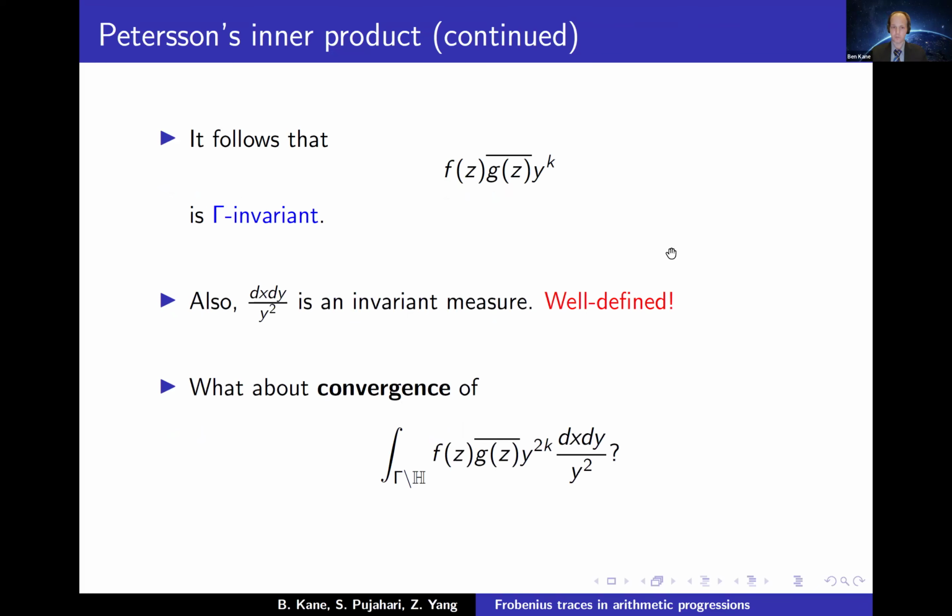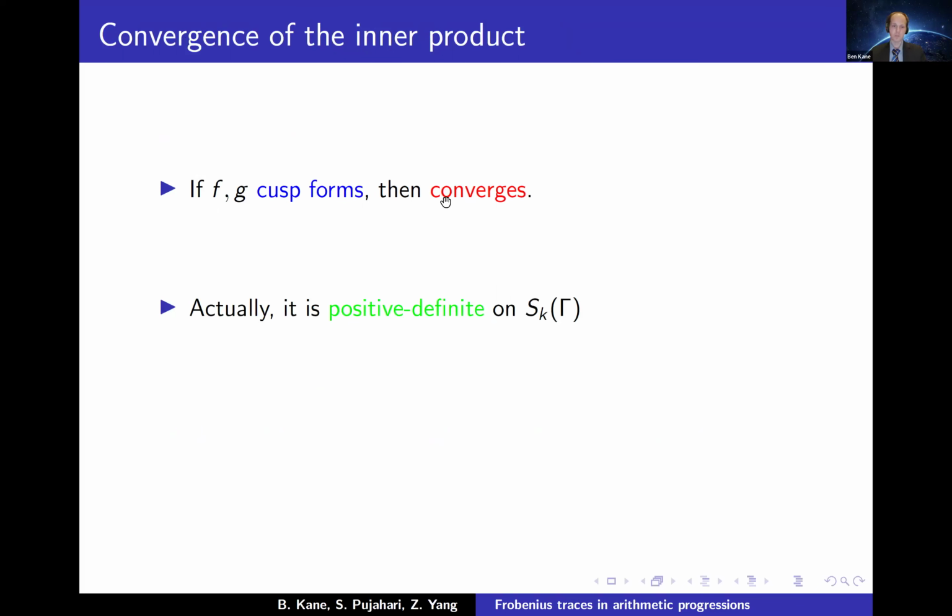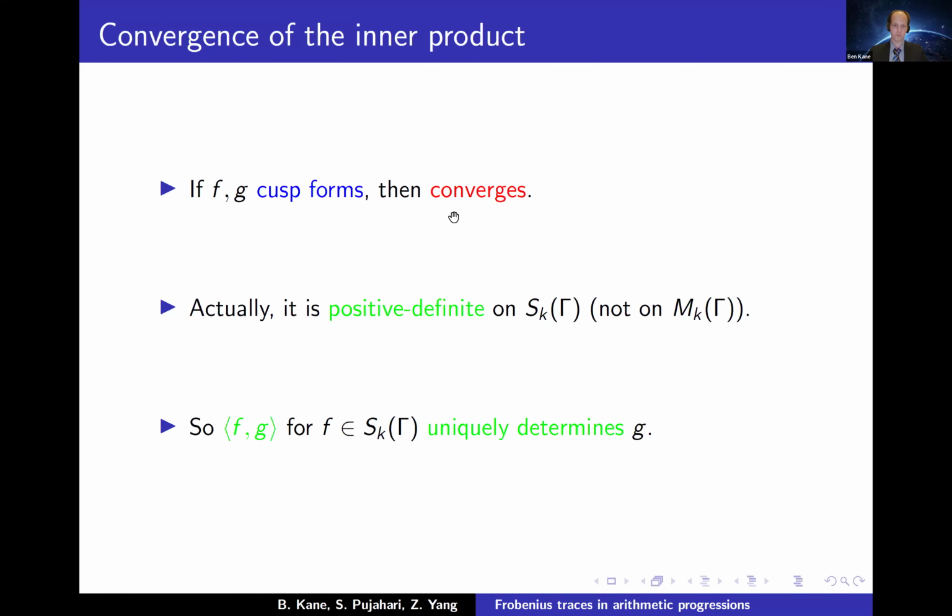So you can ask a question about convergence. Well, if they're two cusp forms, it converges. It's positive definite on the space of cusp forms, but on the space of modular forms, it's not. It actually doesn't converge when you take an Eisenstein series against itself, unfortunately. So it does not extend to an inner product on that space, but sometimes you can take an Eisenstein series times a cusp form, and that will converge because it will decay enough for the integral to converge.